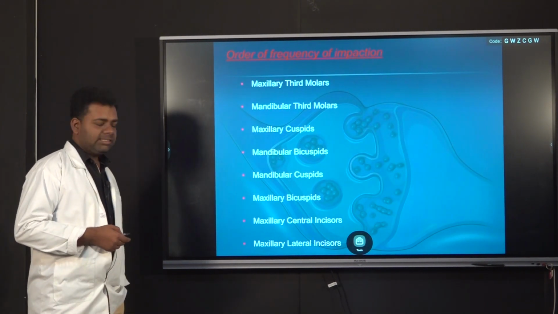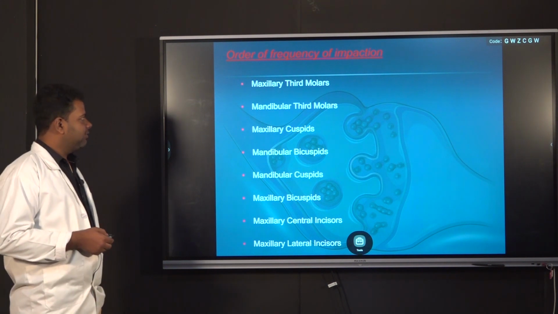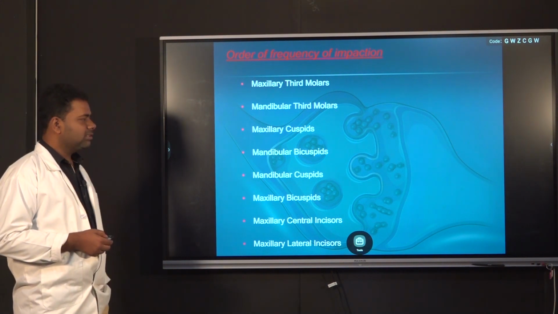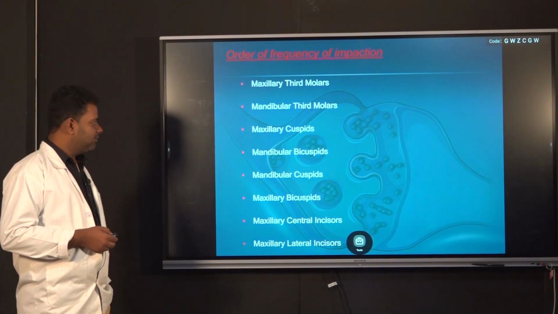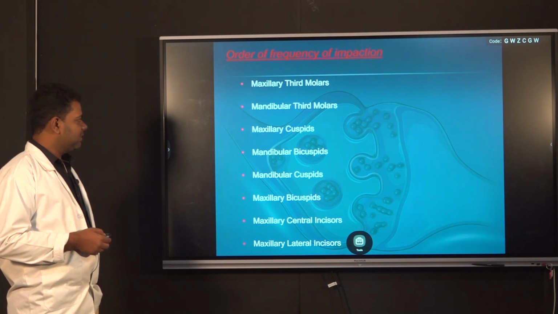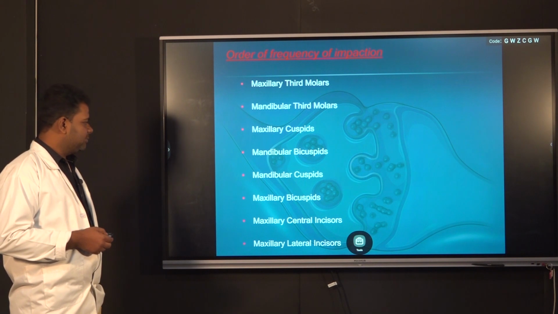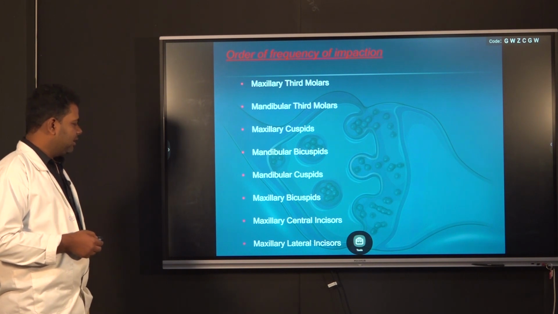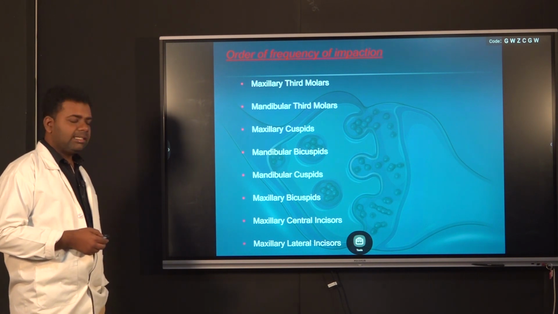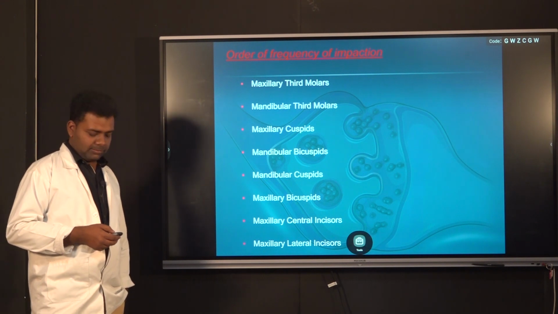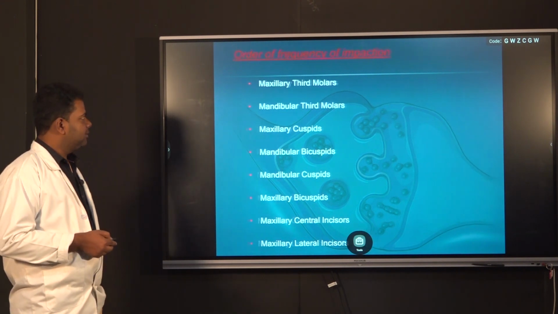And next comes the order of frequency, starting from the maxillary third molars. These are the most common impacted teeth, followed by mandibular third molars, maxillary cuspids or premolars, mandibular bicuspids, mandibular cuspids, maxillary bicuspids, and lastly maxillary lateral incisors. And lateral incisors are also the most common ectopically erupted teeth.